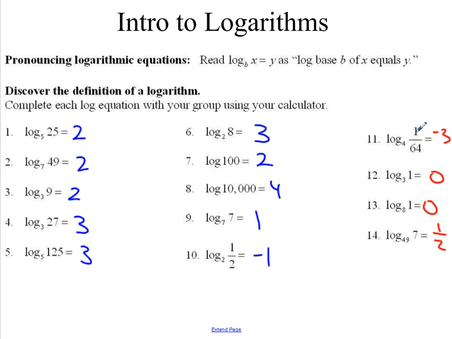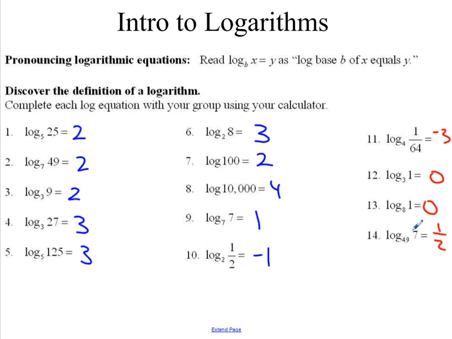Log base 4 of the fraction 1/64 came out negative 3, and log base 2 of the fraction half came out negative 1. And finally, these are kind of switched around from example 2, number 14 and number 2. Log base 49 of 7 equals the fraction half.